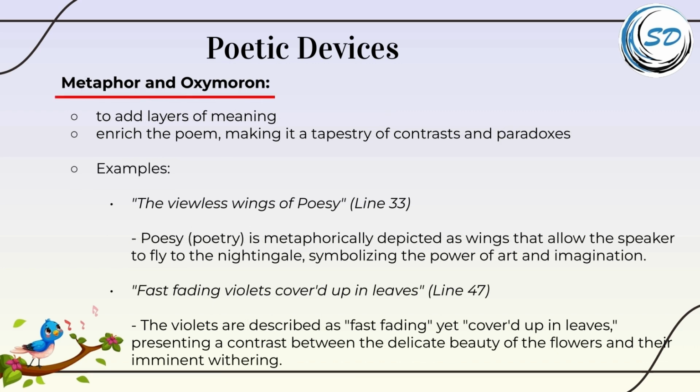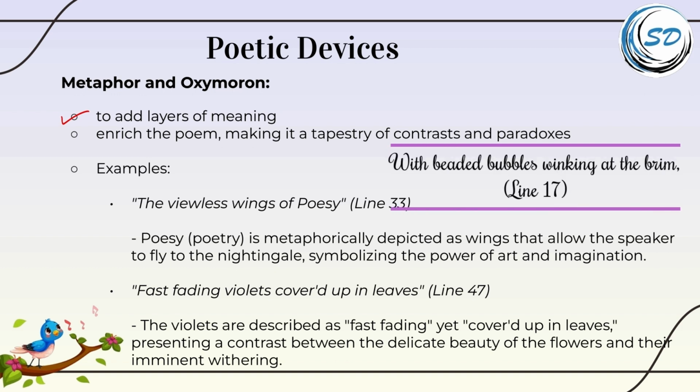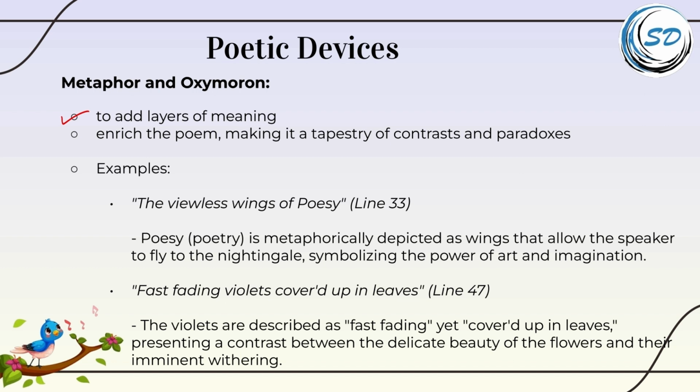Keats employs metaphors and oxymorons to add layers of meaning to his poetry. For instance, the phrase "beaded bubbles winking at the brim" combines the solidity of beads with the fluidity of bubbles, creating a vivid image of the wine's sparkle. These devices enrich the poem, making it a tapestry of contrasts and paradoxes.